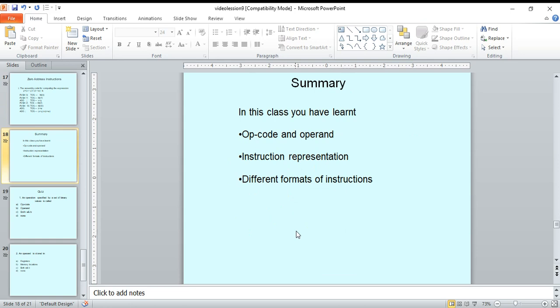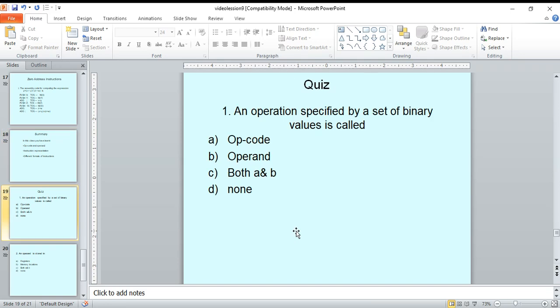So in this class you have to learn what is meant by opcode, what is operand, what is instruction representation, and what the different formats of the instructions are.